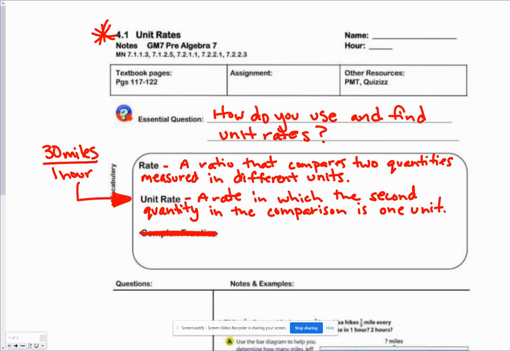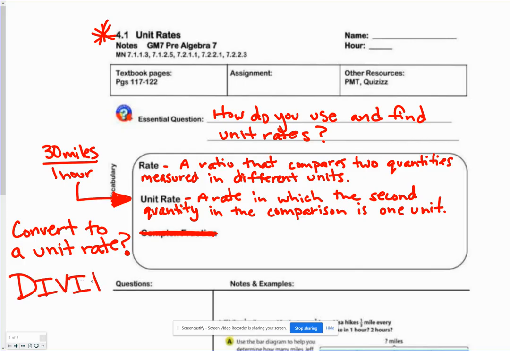Well, how do you convert to unit rate? I'm going to write this down. How do you convert to a unit rate? You divide. Write that nice and big. You divide. So you're going to be doing a lot of dividing today. Make sure you have your calculators ready to go.